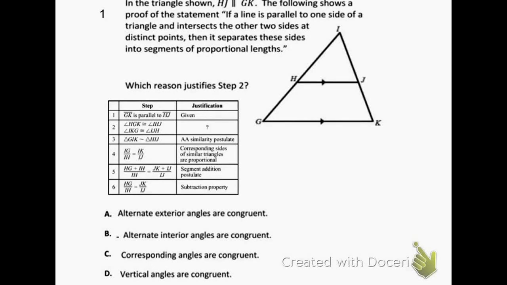Okay, we have our test this Friday. It's the second EOCT practice test, and we've been working on these questions for the last 2 weeks. So hopefully everybody will do well on this. It also counts as a benchmark test, so this will be a test grade.